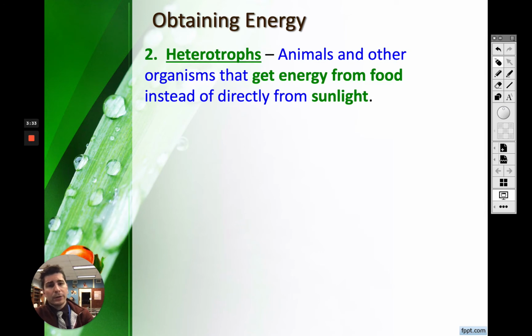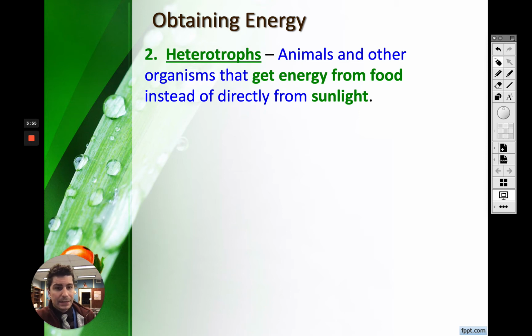Our other category, which is not autotrophs, are going to be heterotrophs. Now, let me go back to autotrophs for a second before I talk about heterotrophs. If we broke apart the word autotroph, auto actually means self. So when you have an automobile, it's a mobile thing that propels itself, okay?